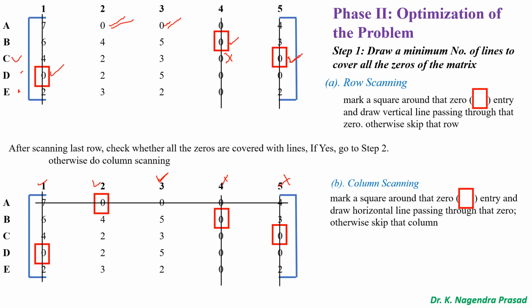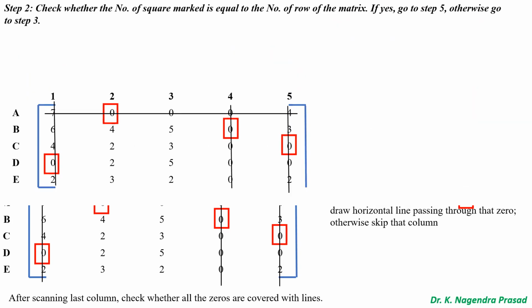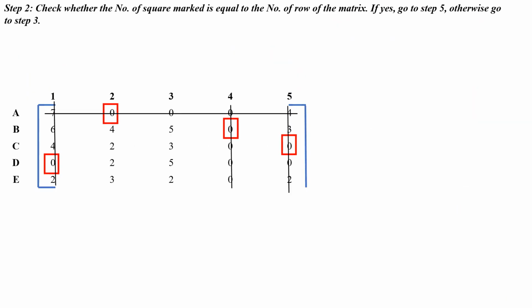After scanning the last column, once again I have to check whether all the zeros are covered with lines. So here all the zeros are covered with lines. Then I go for the second step. The second step is to check whether the number of square marked zeros is equal to the number of rows of the matrix. If yes, then I go for step 5. Otherwise, we go for step 3.